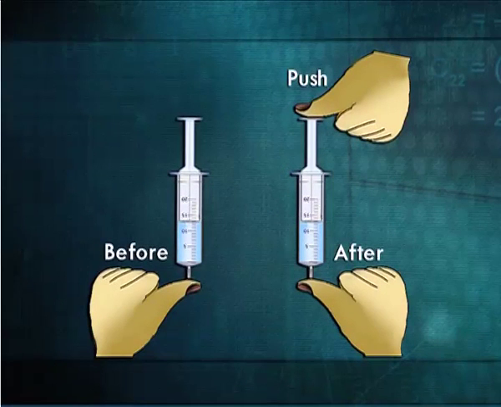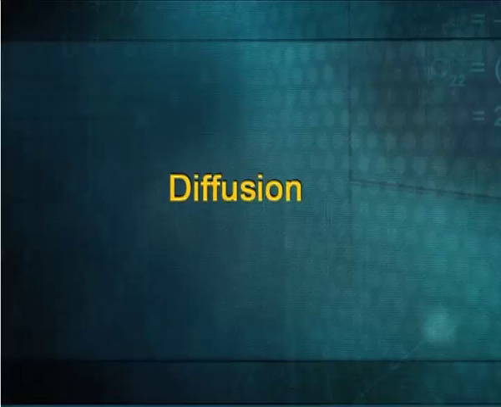Does the volume change? No, the volume of water remains the same as earlier. This is because liquids are incompressible. The spaces between the particles are very less, that's why they are incompressible. Next property is diffusion. What do you mean by diffusion?